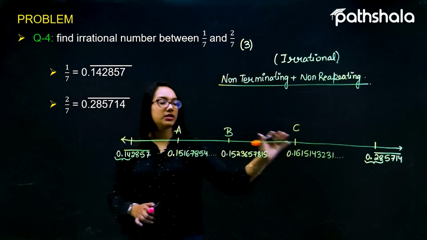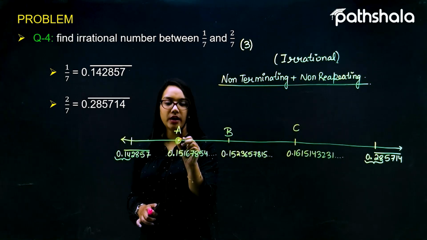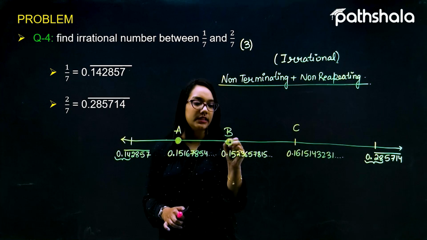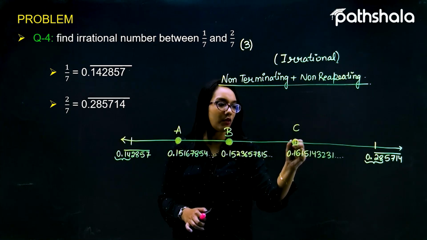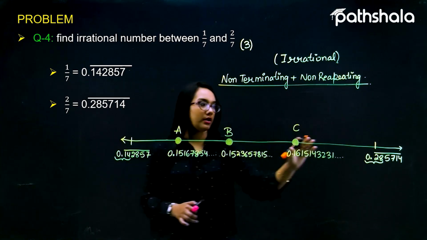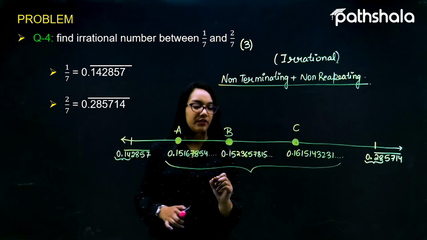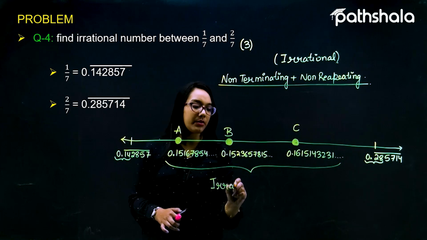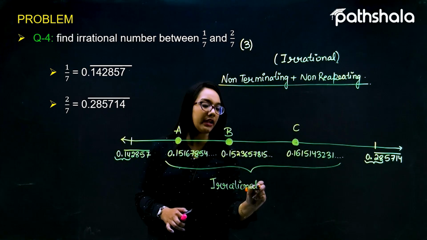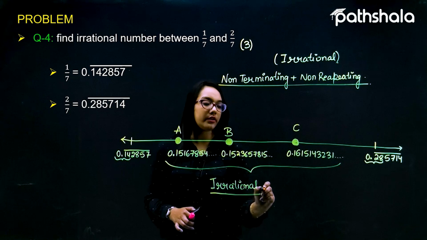So these three numbers, A, B and C, are my answer, because all these three numbers are lying in between these two numbers, and they are irrational numbers, because they are non-terminating and non-repeating numbers.